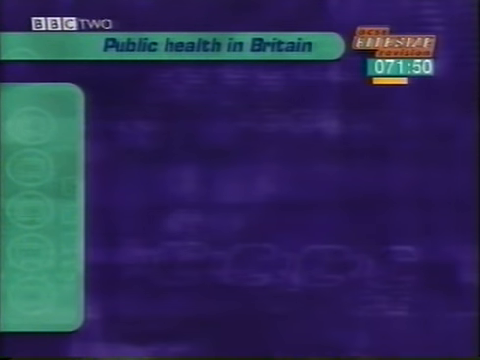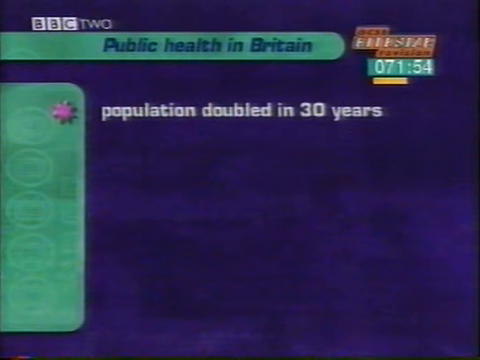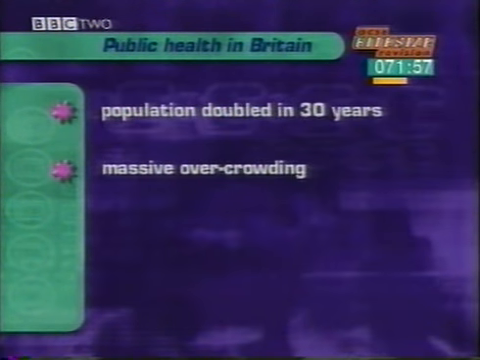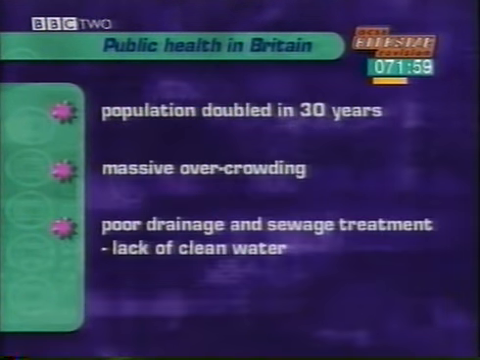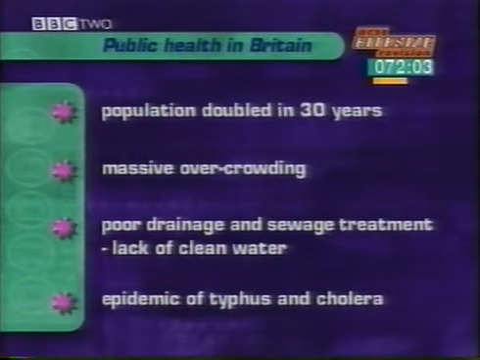You should have made a note of the following. The population doubled in 30 years. The housing shortage led to massive overcrowding. And poor drainage and sewage and lack of clean water meant diseases such as typhus and cholera became rife.